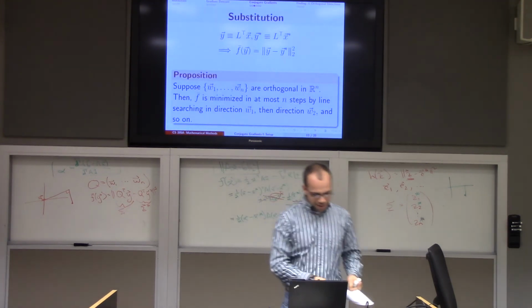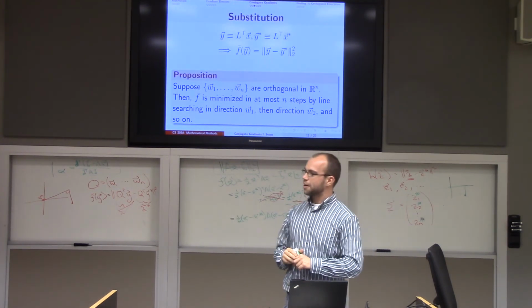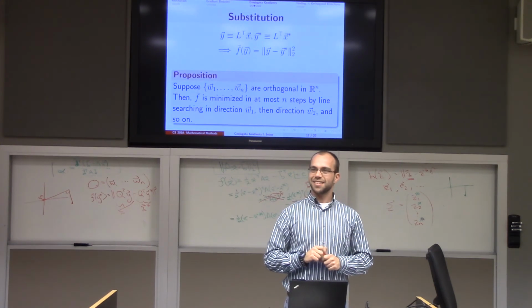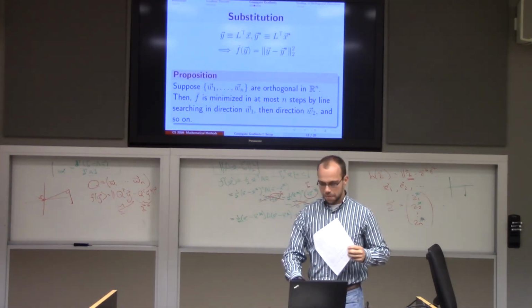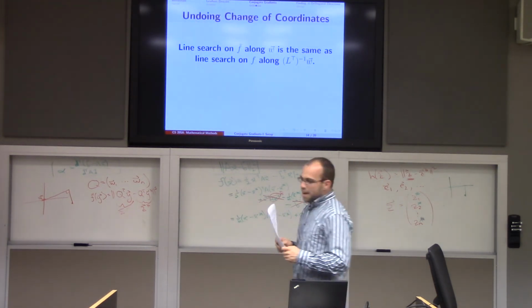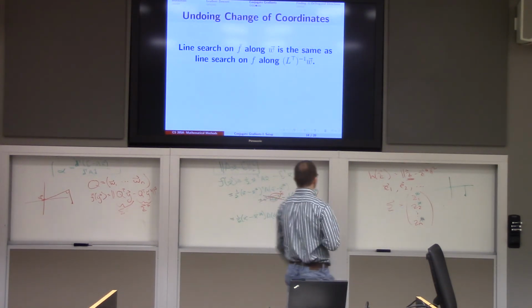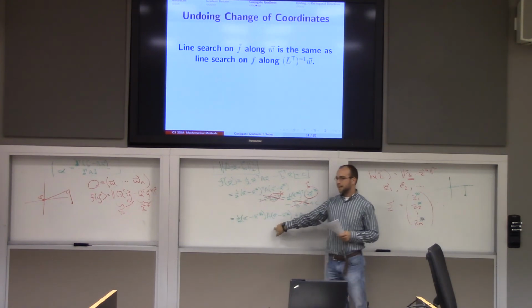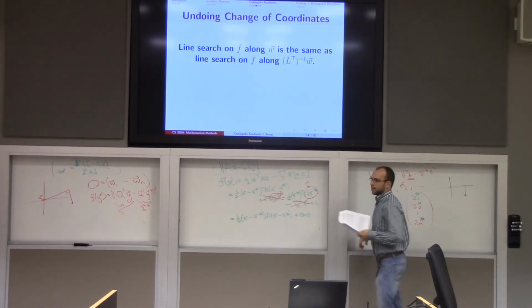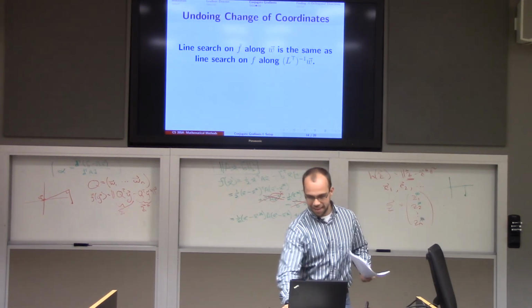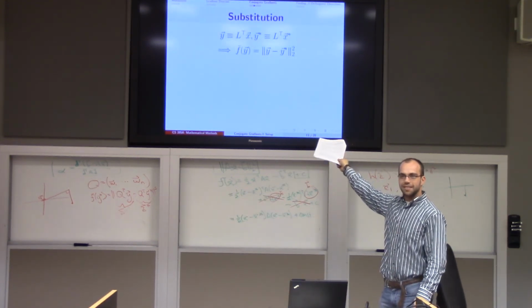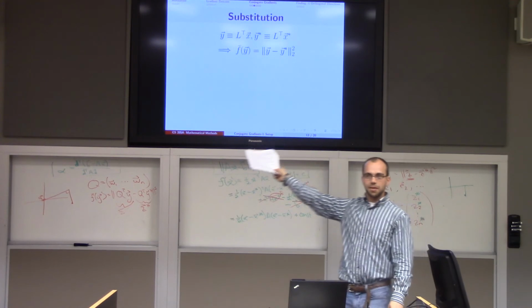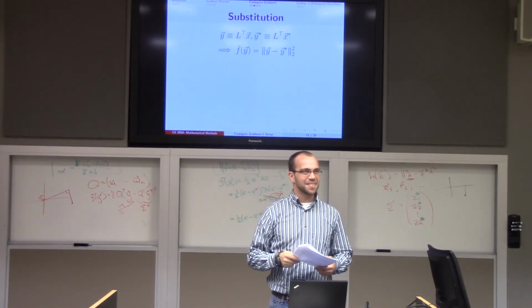So this is a proposition, or a theorem, or whatever you want to call it. It's not an algorithm yet. But this gives us some idea of what we can do. So now, remember we made this funny change of coordinates? We introduced L. Shoot, I erased it. We introduced these y's by multiplying x and x star by L transpose. Well, now I've got to undo that.